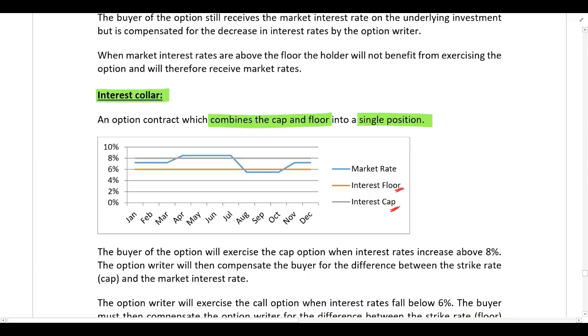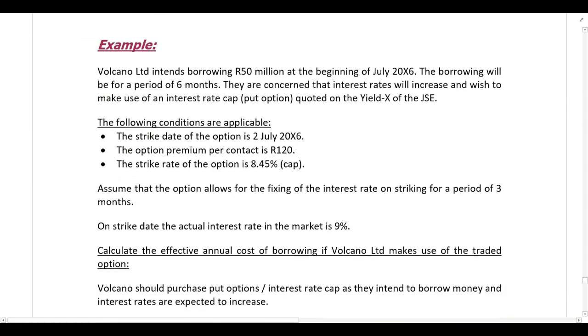I don't want to spend too much time looking at an interest collar because chances are in your test or your exam, you are either going to be given a company that is a borrower or a company that is an investor. You are not going to be looking at this calculation from the perspectives of both parties. Either you're looking at it from the borrower's perspective or you are looking at it from the investor's perspective. You are not going to look at it from both. So I don't want to spend too much time looking at interest collars. Please just note that an interest collar combines both the cap and the floor into a single position. Let's look at the example.